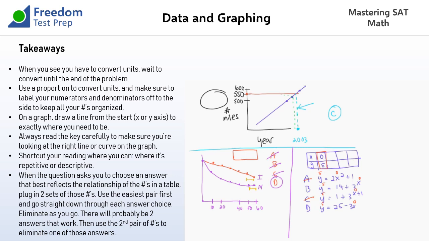All right, so let's say the second one has 1 and 14. Then you need to plug those numbers in, right? You do the same thing that you did and see which one will work. One of them will work, one of them won't, and you'll get your answer. Okay, so that, my friend, is data.